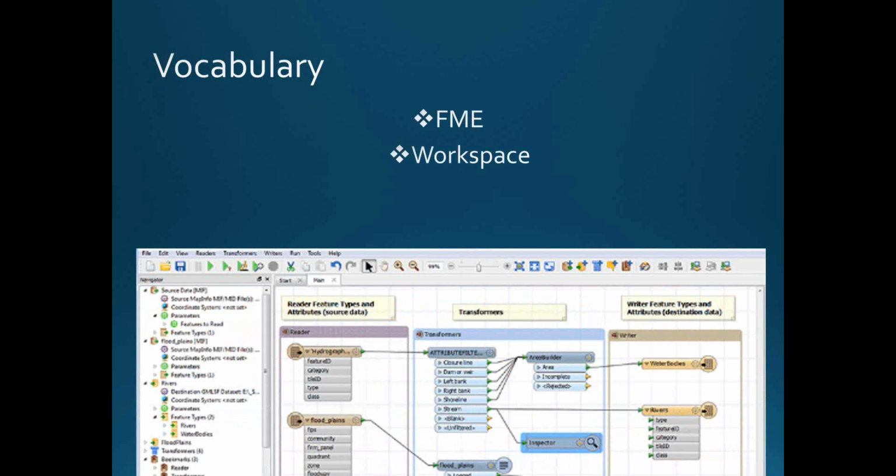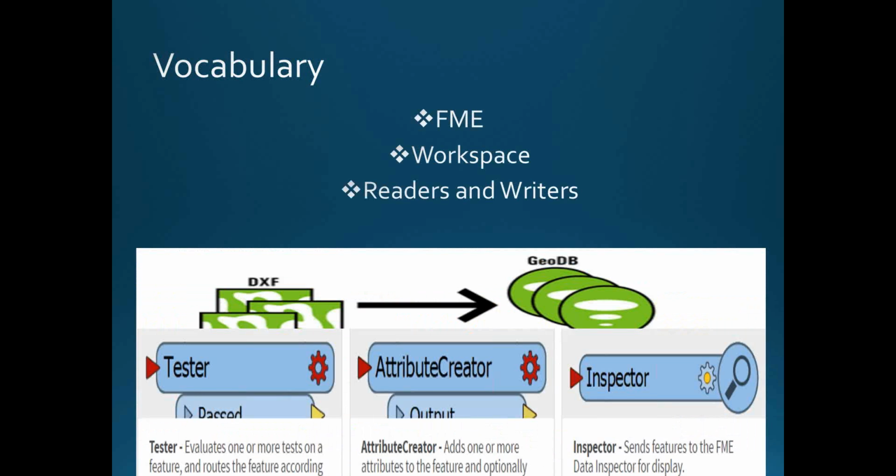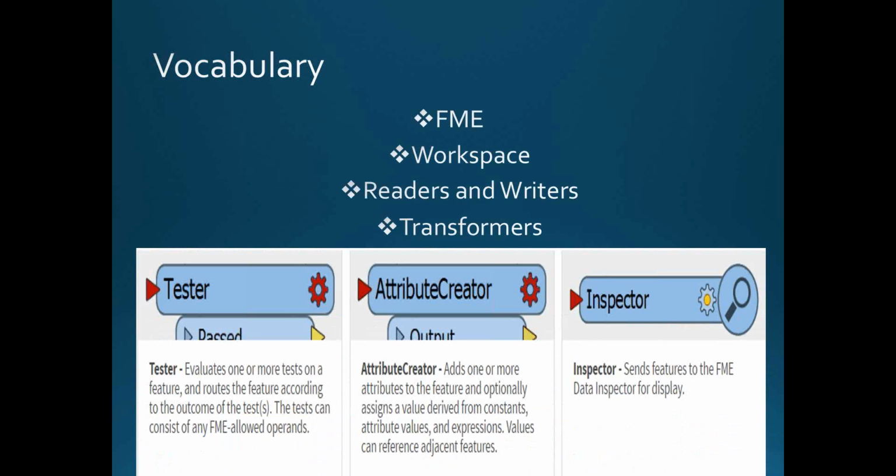A workspace is the main area where you build your FME tool. So I might refer to a workspace and I'm talking about the tool itself. The FME tool and the FME software use readers and writers, which are exactly what they sound like. The reader is the original data that is pulled into the tool, and the writer is what writes the final output of the data after all of the operations are run. So in this scenario, there's a DXF that would be the reader, and a geodatabase and Oracle database would be writers. And finally, transformers, which is where the magic really happens in the FME tool, and you'll see why.